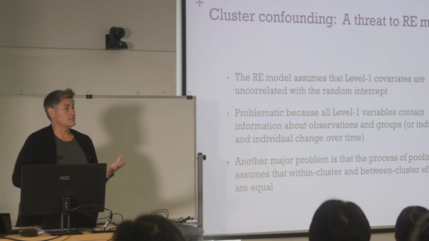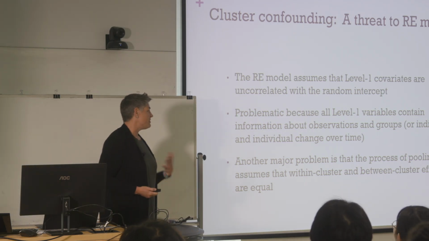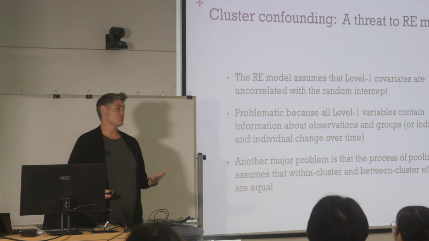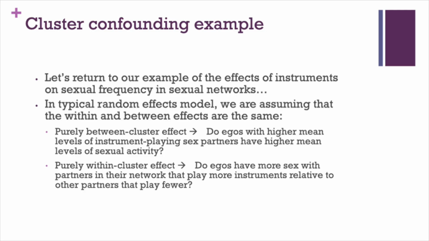And then another problem is that when we're pooling these within and between effects, it assumes that within cluster and between cluster effects are equal. So we call that cluster confounding or smushing, right? And I'll show you an example of what this looks like.